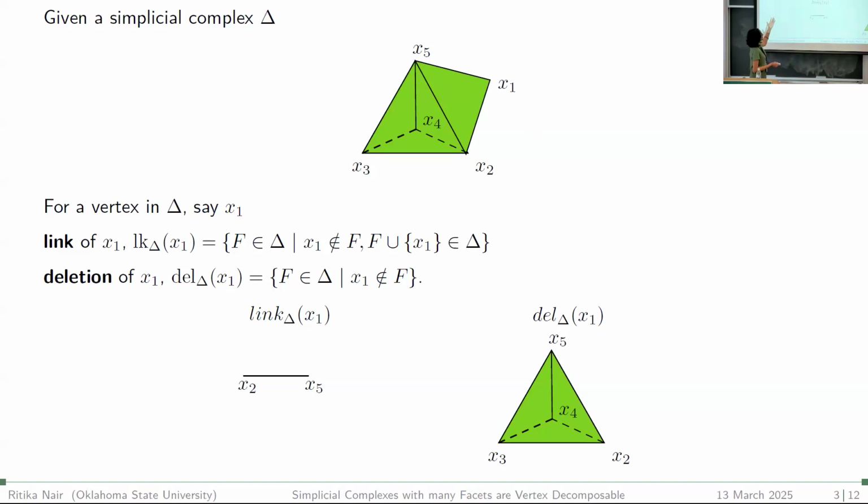Now, the deletion of x1 is defined as the complex that you get when you consider all those faces that do not contain this vertex. So in this example, you get rid of this extra flap standing outside, and then you get the deletion. Both of these are simplicial complexes. They are subcomplexes that we get from our big parent complex that we started off with.